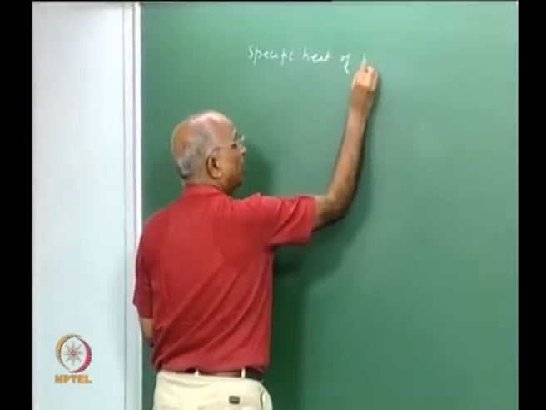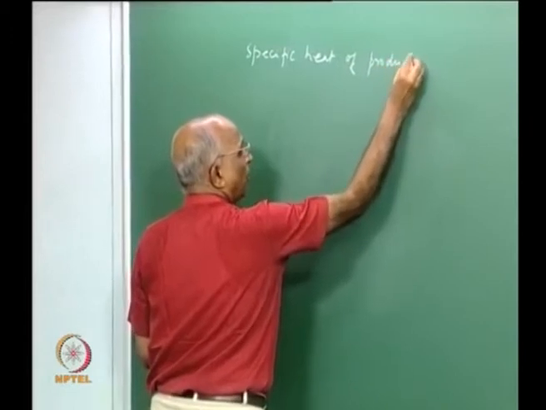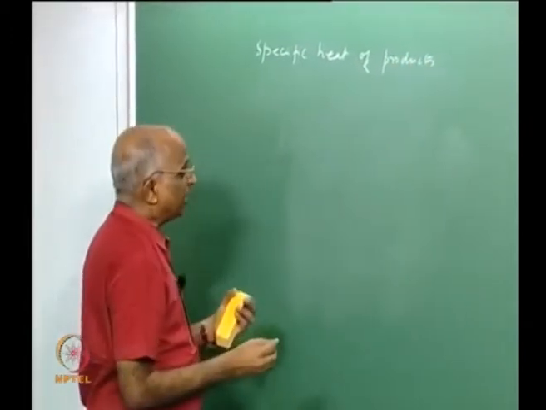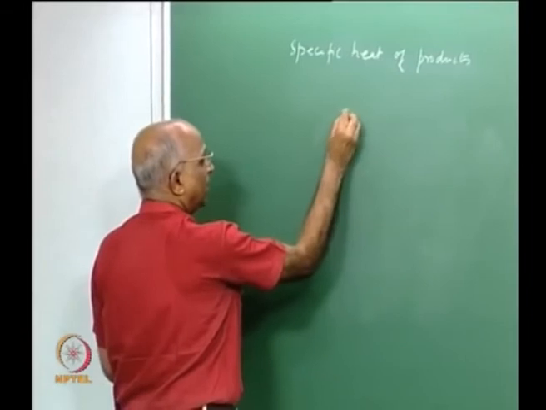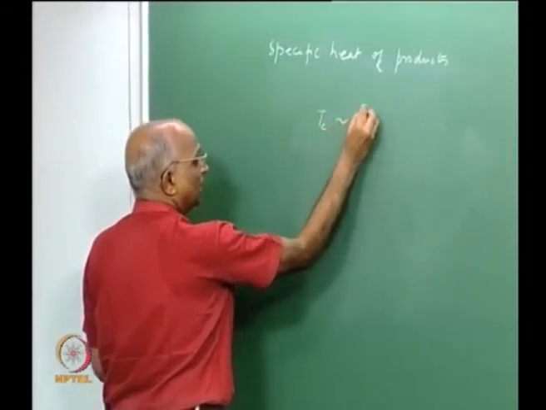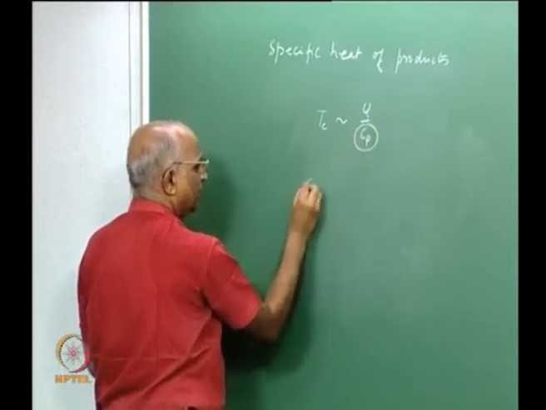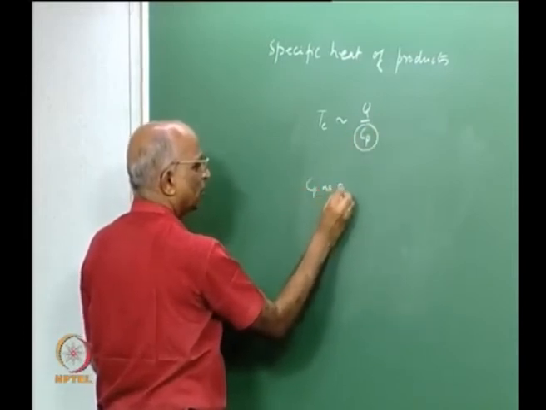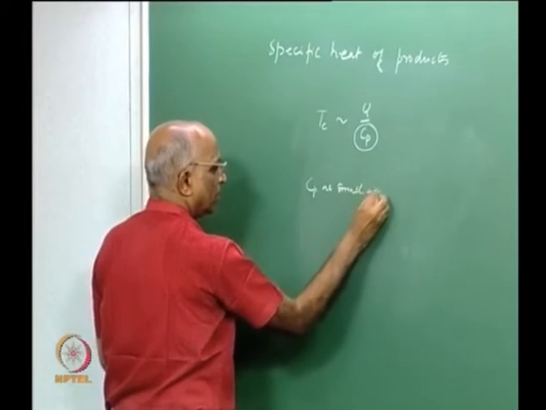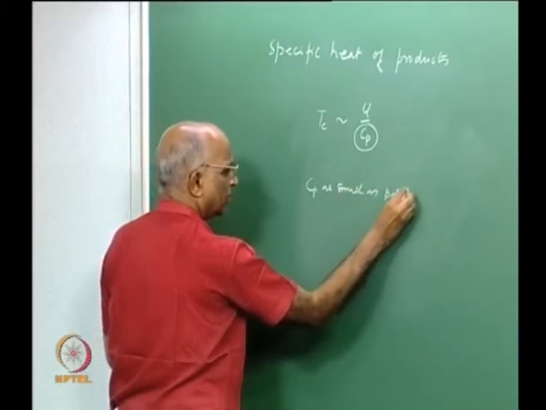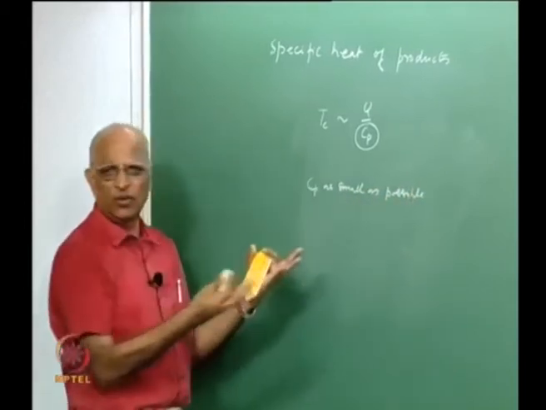Of maybe the products of burning, or products of a chemical reaction, which are escaping through the nozzle. We tell ourselves, well, Tc goes as heat release divided by the specific heat. I would like to have Cp as small as possible. Well, this is thermal, all of us know it.